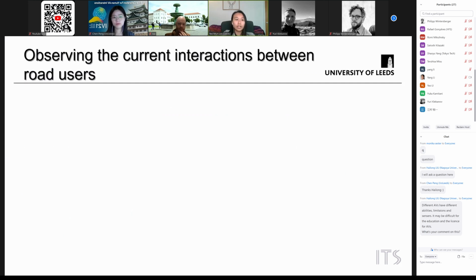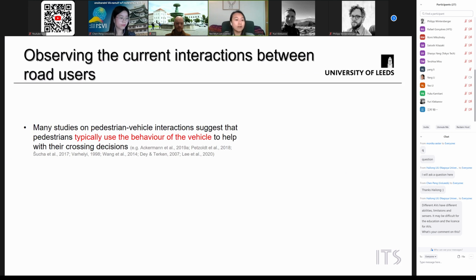Before we think about how automated vehicles should behave, or whether external information is important, we try to observe the current interactions between road users. When I say current interactions, I mean current conventional vehicles: what drivers are actually doing now on the road in terms of communicating with other drivers, or with pedestrians. According to many studies, we found that pedestrian-vehicle interactions suggest that pedestrians typically use the behavior of the vehicle to help make crossing decisions. So we can see that how the vehicle actually maneuvers, the kinematics information, is an important factor.